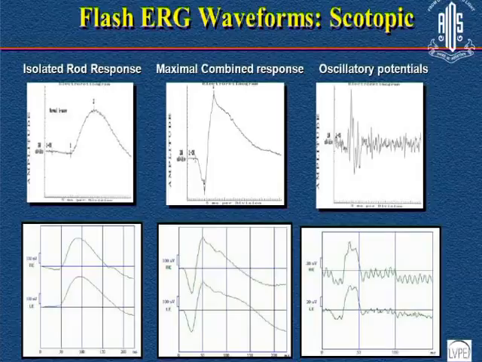In different machines it may look different. This is with the LKC machine and this is with the Metrovision machine. Depending on the type of machine and type of electrode, they may look different, but you should know what is the normal of your machine. Even on a different machine like Metrovision, this is how the same waveforms look. These are all normal data, they are not abnormal.